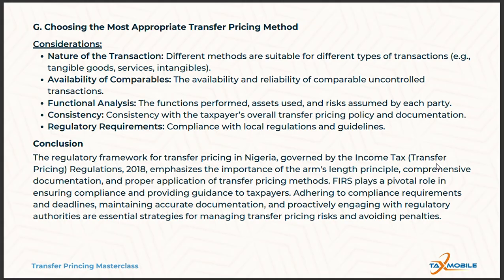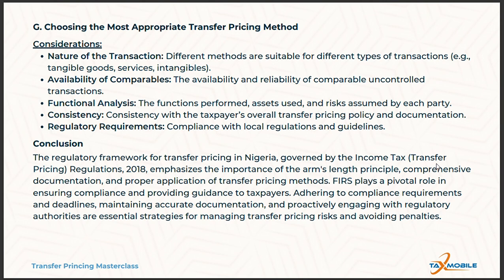Now, one, we need to look at the nature of the transaction. The nature of the transaction plays a vital role in selecting the most appropriate transfer pricing method. Different methods work better for different types of transaction, such as the sale of tangible goods, provision of services, or transfer of intangibles. Let's look at a case study. Sale of commodities, choosing the CUP method, for example.